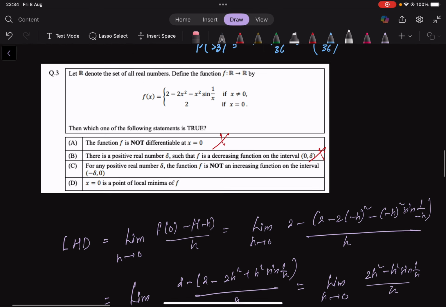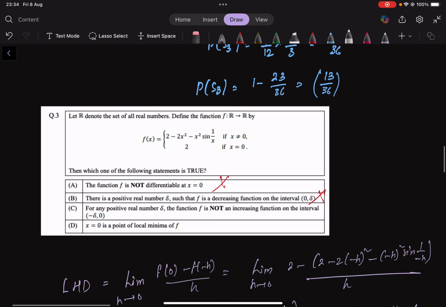So that means yes, I think this option is correct, because f is not an increasing function. We can clearly see it's not greater than 0 and it's not less than 0.